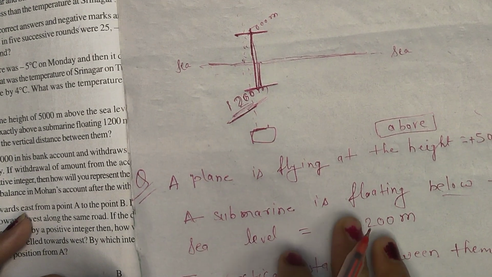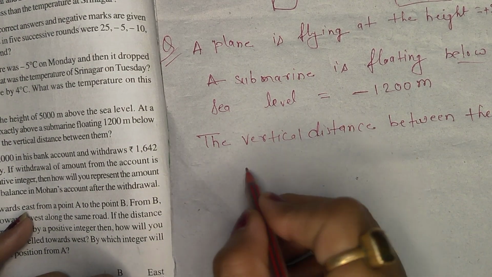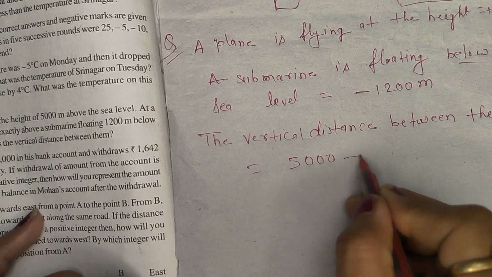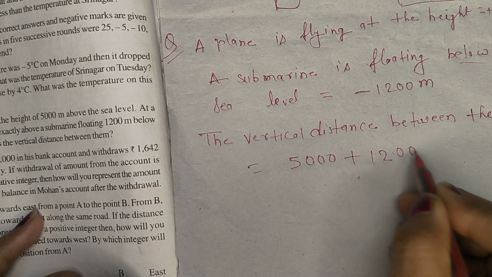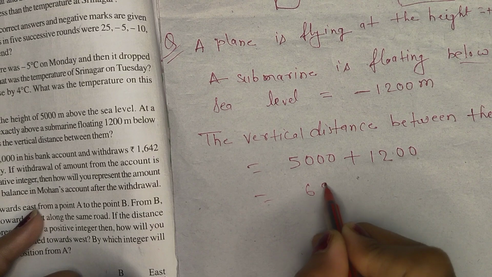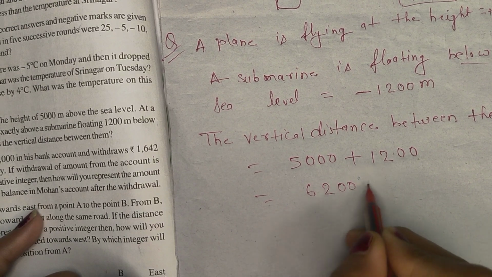We get 5,000 plus 1,200. We get 6,200 meters. This is the vertical distance.